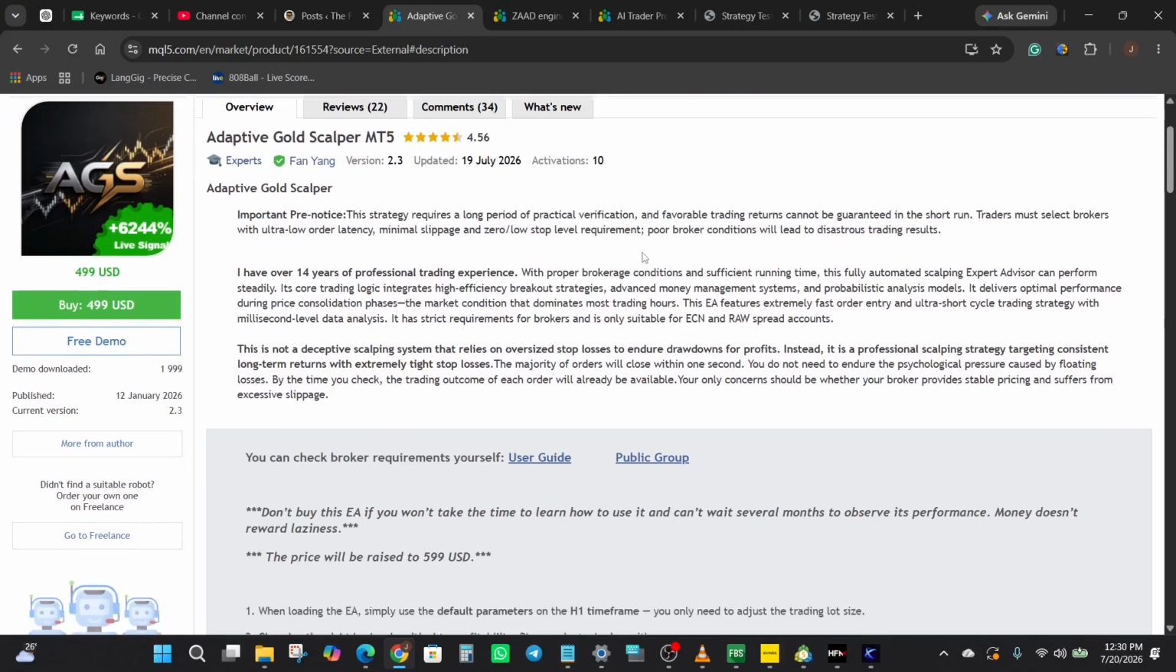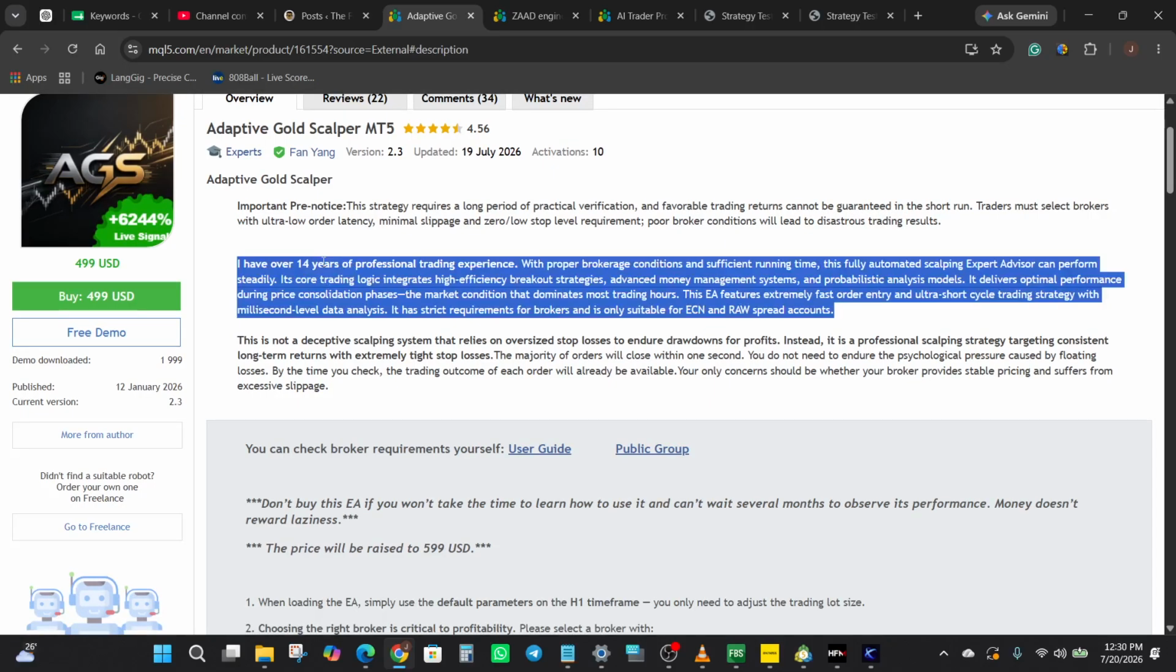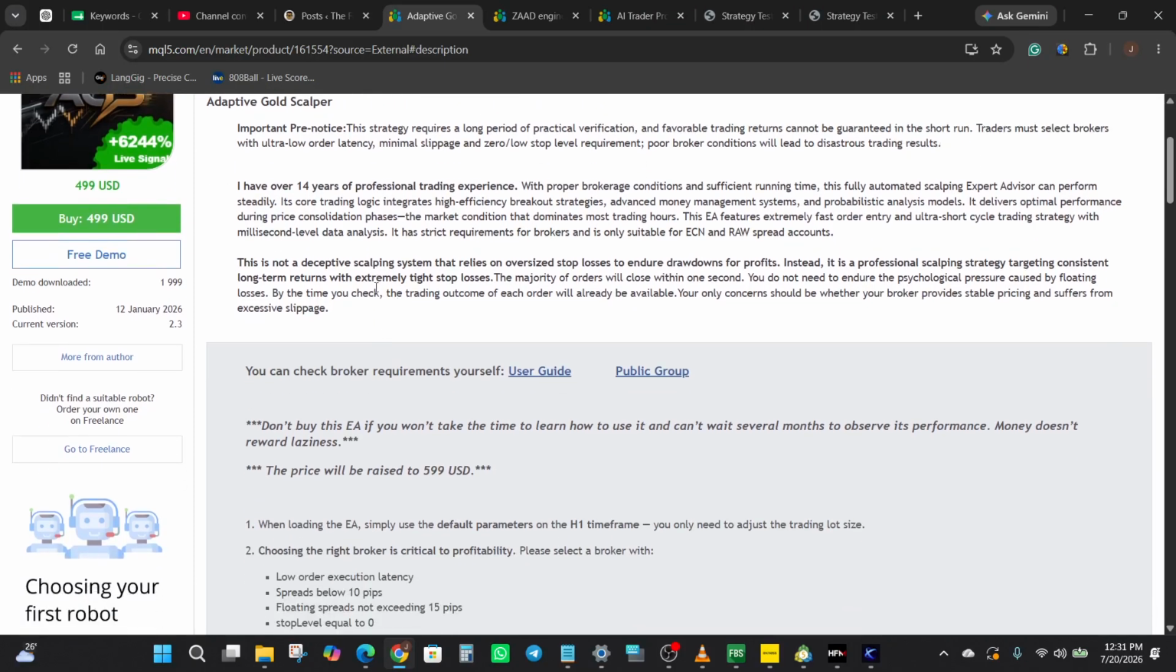Now, the developer describes 14 years of trading experience and positions this as a fast millisecond level scalping system built for ECN and raw spread accounts specifically, with most orders closing within about a second. Further down, there is a specific caution I want to read out directly because it matters.